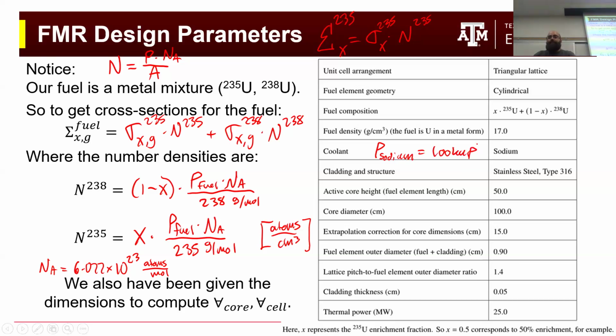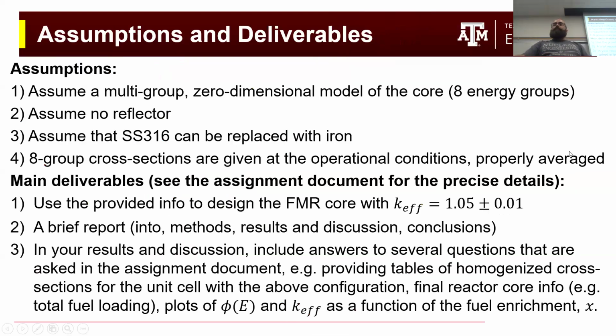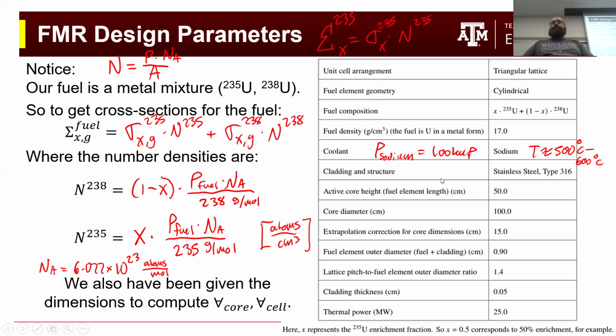The only thing you want to be aware of with that is that for sodium, the density varies quite a bit with temperature. And these fast reactors are going to have a temperature of around 500 Celsius to 600 Celsius. So when you're looking up the sodium, just make sure that you're getting the density for a temperature range that's reasonable for a fast reactor.